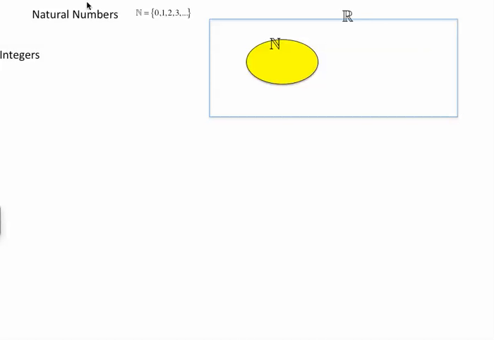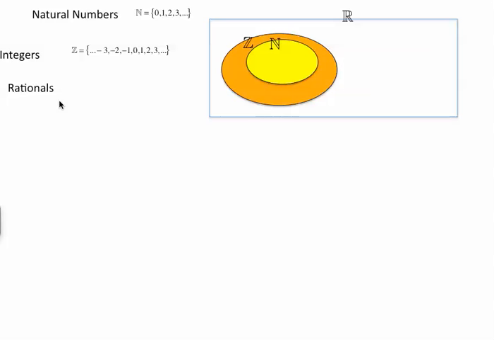The next set of numbers we have are the integers. The integers are represented by a Z, and it's all from negative infinity all the way up to positive infinity, no decimals. The natural numbers are contained inside the integers, which are contained inside the reals. Then we have the rational numbers.